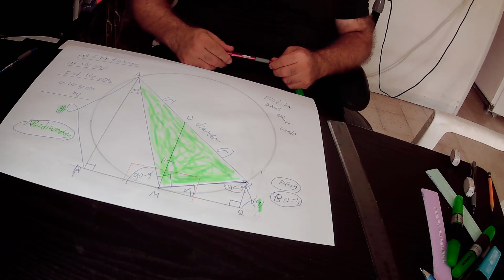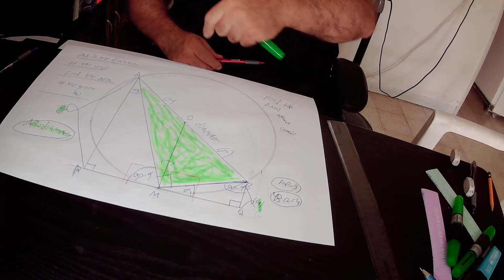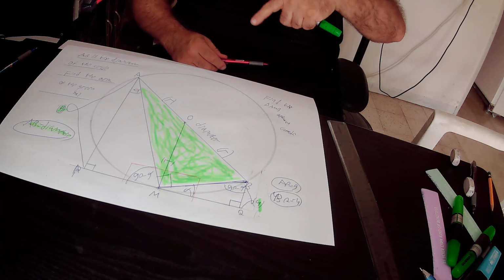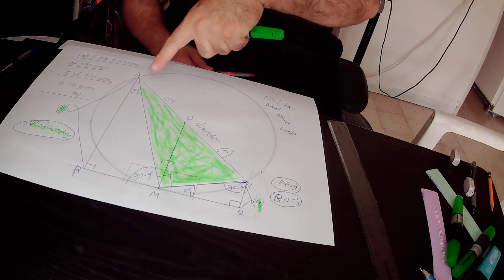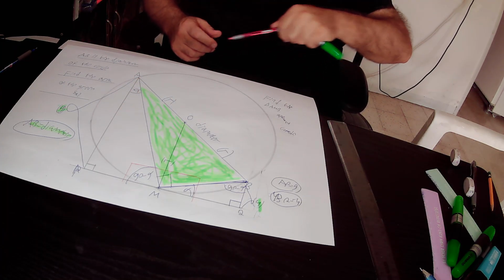In the next step, we will do a construction. That is to say, from point O, that is the center of the circle, we will draw a perpendicular on side AP, or line segment AP.